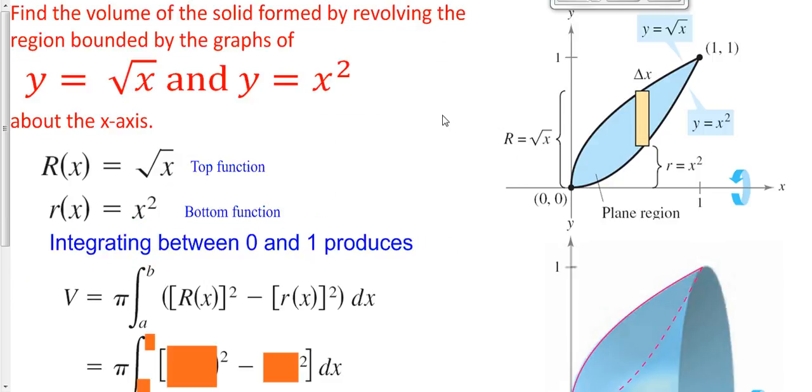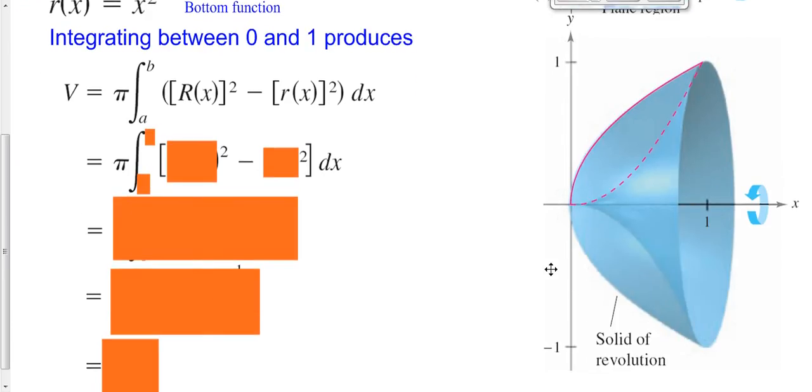So if we take a look at this graph here, we want to find the volume of our shape by taking the area bound by the square root of x, which is this top curve, and x squared, which is this bottom curve, our parabola. They meet at 0 and they meet at 1. When you take that and revolve it around the x-axis, we end up getting this shape right here formed.